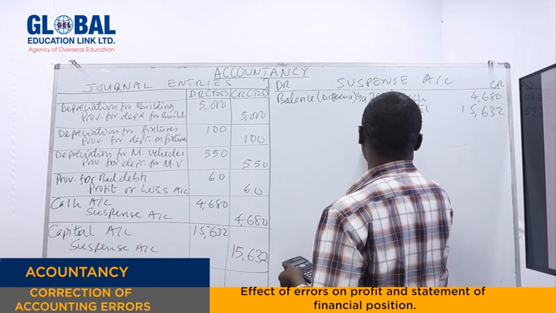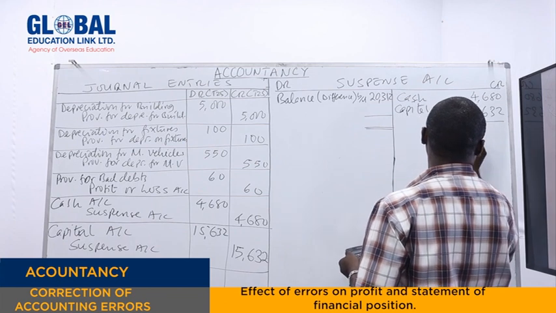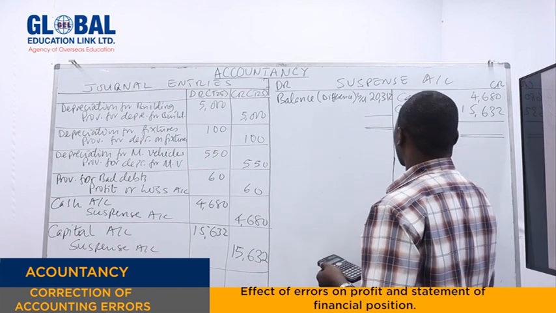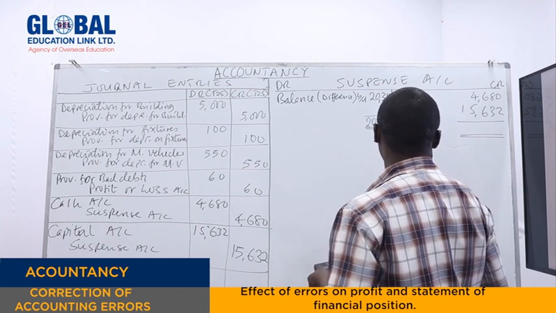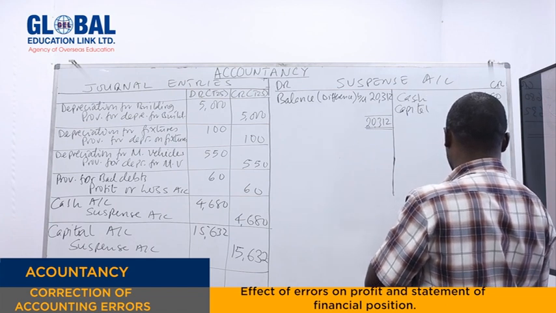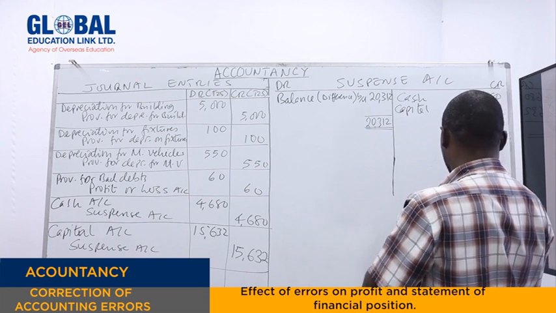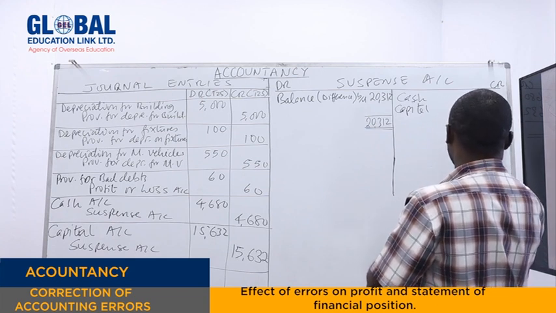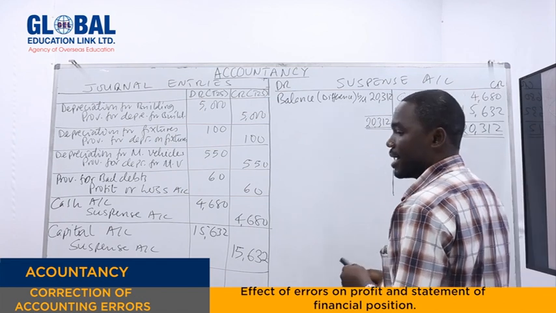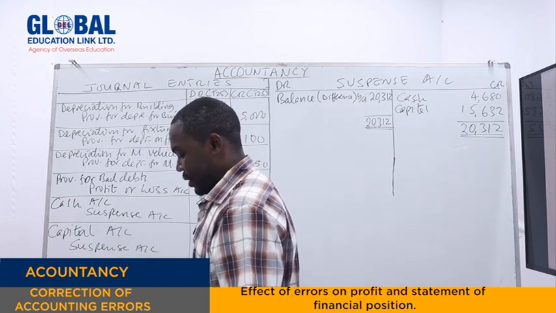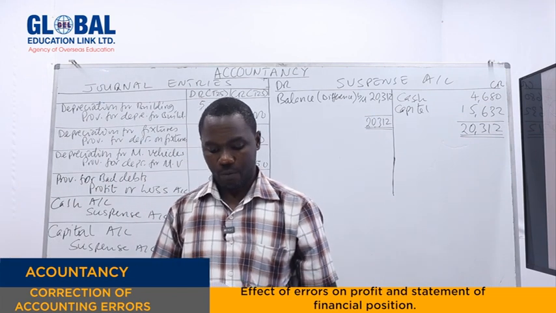We check whether our suspense is balancing. Here we have 20,312. If you add up the 15,633 plus 4,068, okay, so it is balancing. So we have already eliminated the suspense. So the first part of preparing journal entry is over.